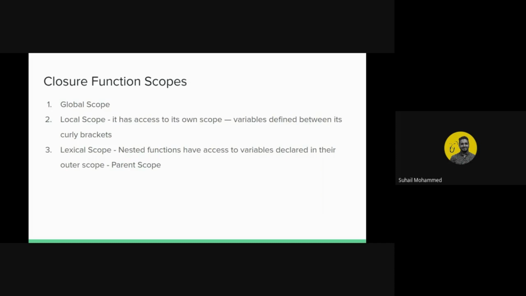A closure function has three scopes. One is the global scope. Second is the local scope, which holds its local variables. And also it has the special scope called the nested functions scope. Lexical scope: the lexical scope is nested, and nested functions have access to the variables declared in the outer functions.